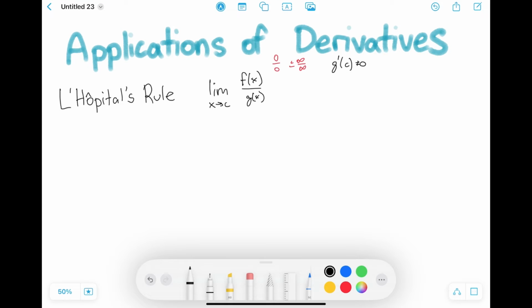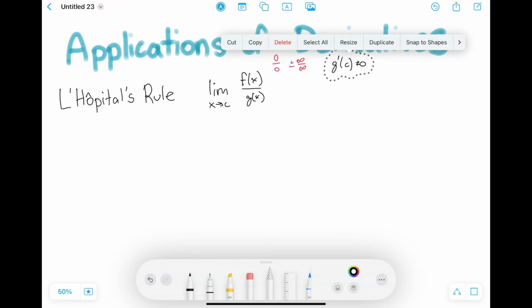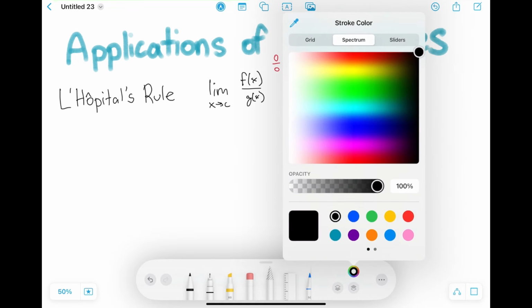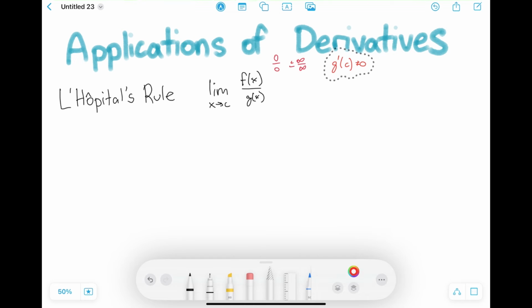This is another condition. I meant to make this a different color. Can I make this red? It's fine. Oh, I can actually. Here, let's make that red. Okay, there we go.